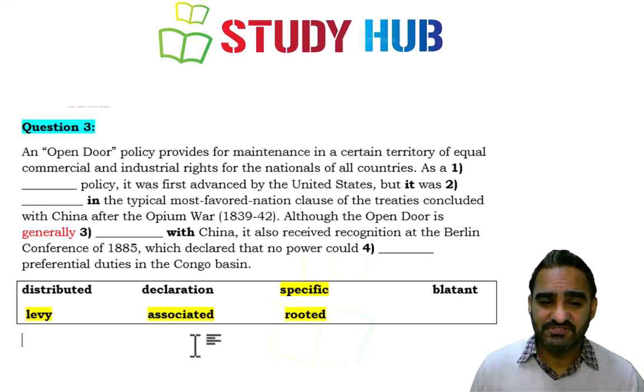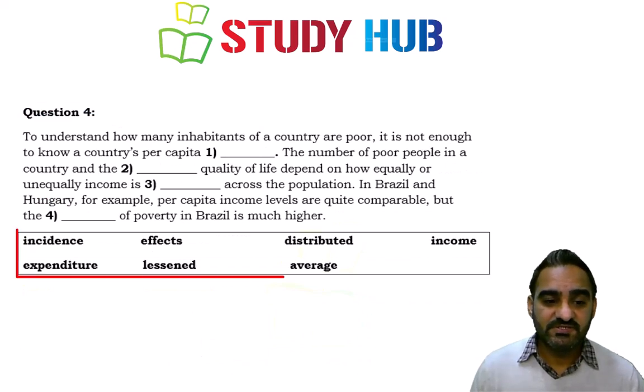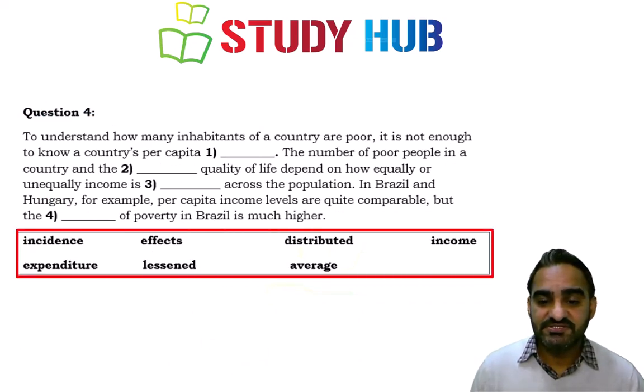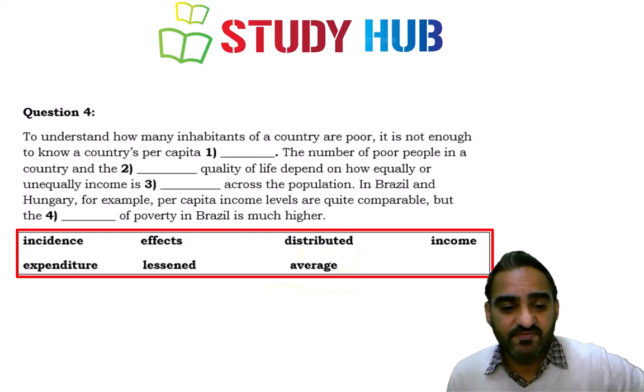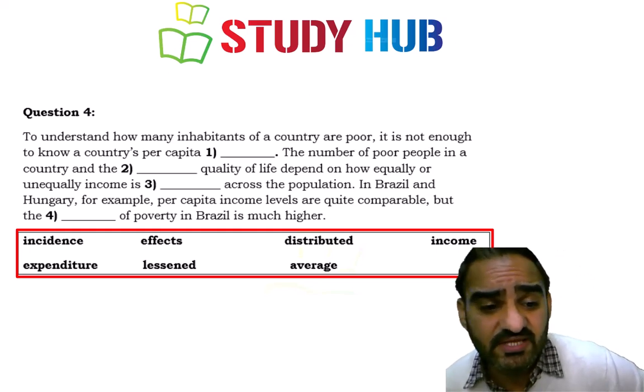One more last question. So we'll look at the options first. Incidence, effects, distributed, income, expenditure, lessened, average. So we have got nouns, we have got adjectives, we have got verbs, we have got plural nouns like effects.